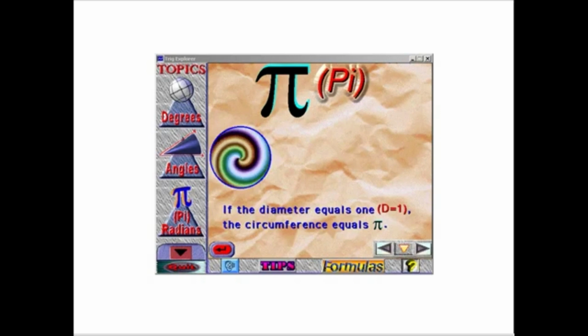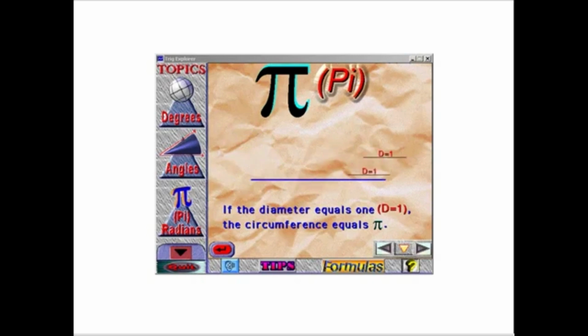What does this mean? Well, if we took a circle with diameter equal to 1, the circumference would be pi times d, or pi. So if we took that diameter of 1 and saw how many fit into its circumference, we would get 3.1416.